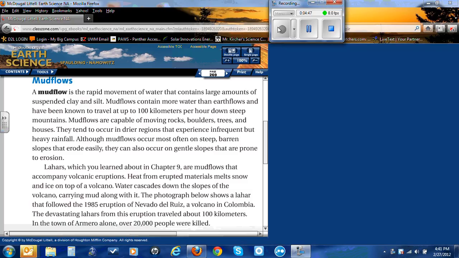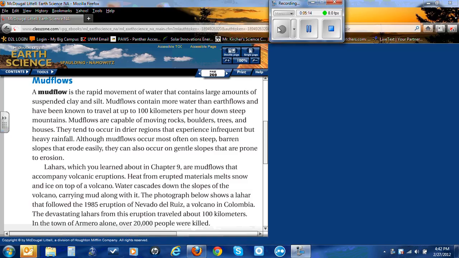Although mud flows occur most often on steep, barren slopes that erode easily, they can also occur on gentle slopes that are prone to erosion. Lahars, which you learned about in Chapter 9, are mud flows that accompany volcanic eruptions. Heat from erupted materials melts snow and ice on top of a volcano. Water cascades down the slopes of the volcano, carrying mud along with it.